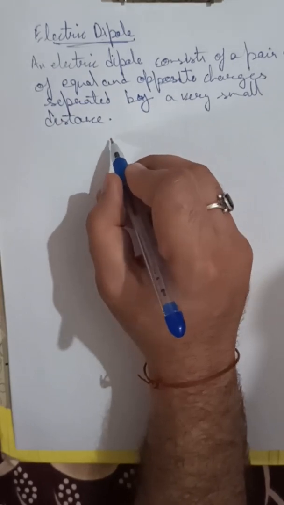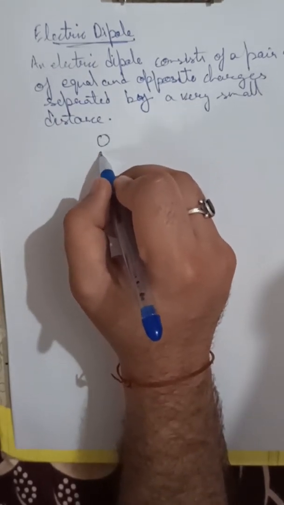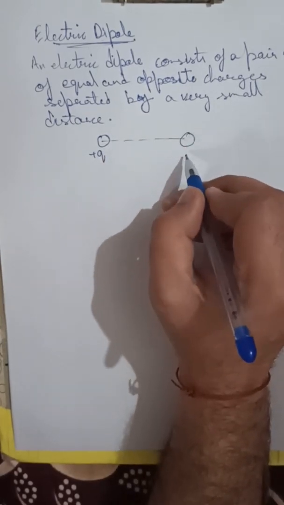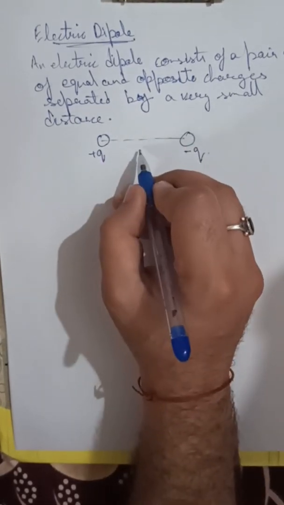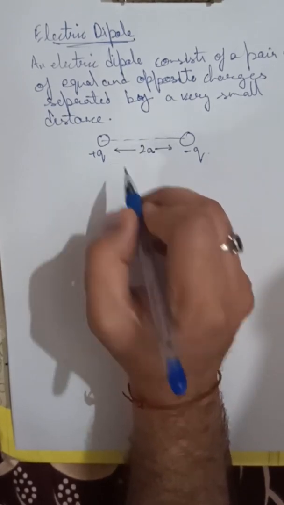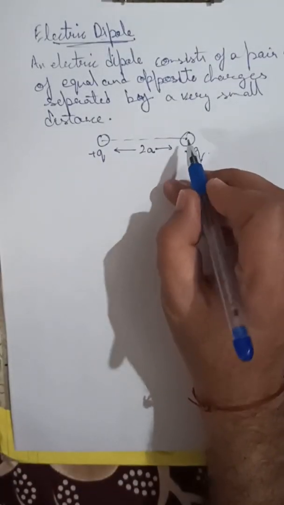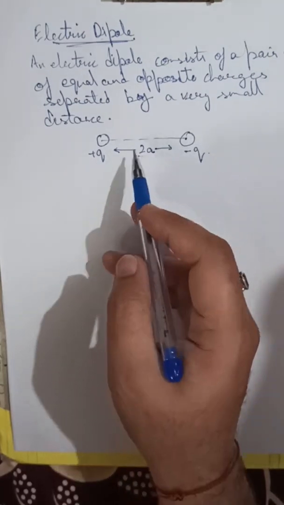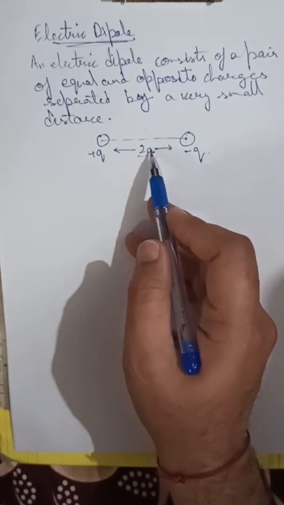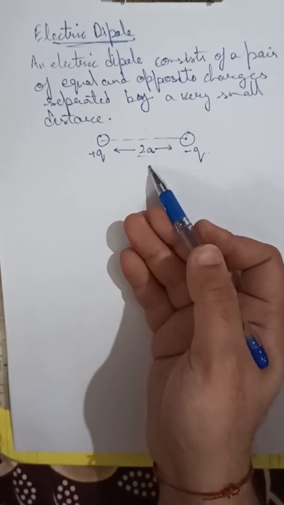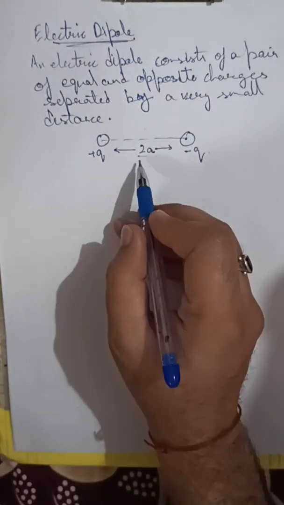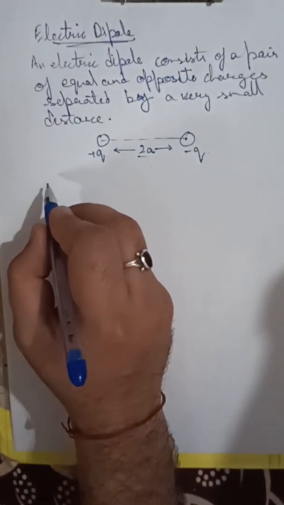So an electric dipole can be shown as, say, this is a plus q charge, this is a minus q charge. These are separated by a small distance and the distance is twice of a. This is an electric dipole. So why have we taken twice of a? Because in many calculations we have to half the distance. So rather than using a by 2, we will use a. Therefore it will make our calculation simple. That's why twice of a.